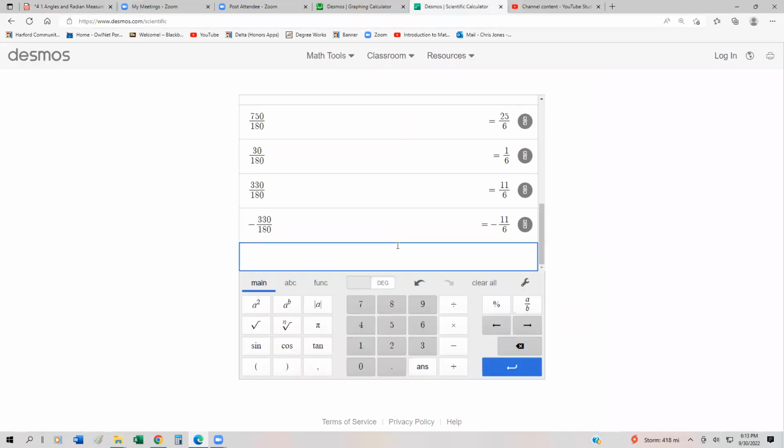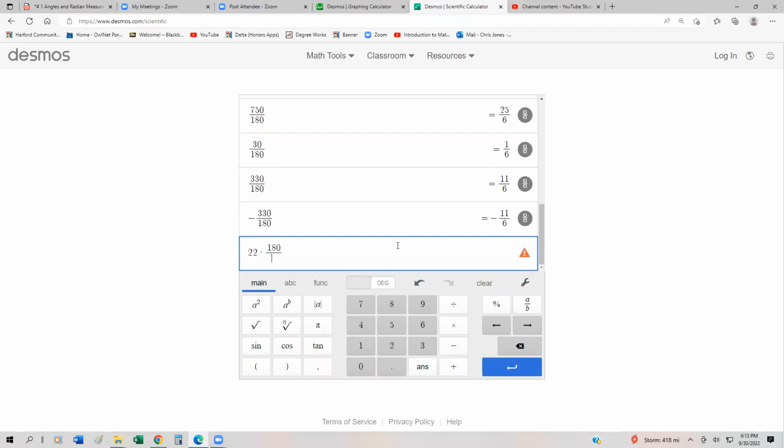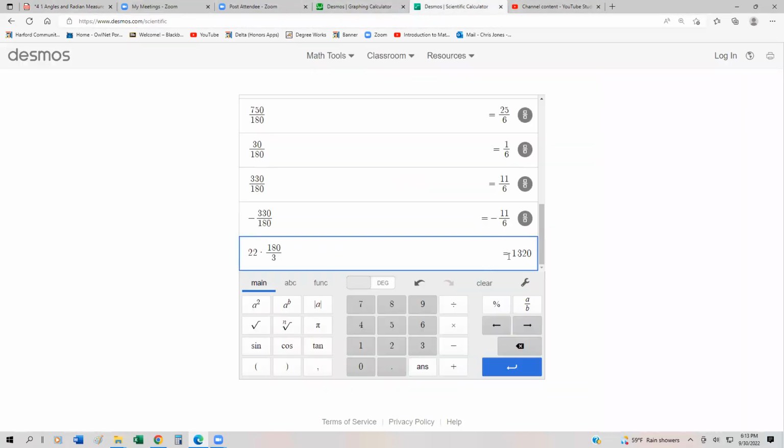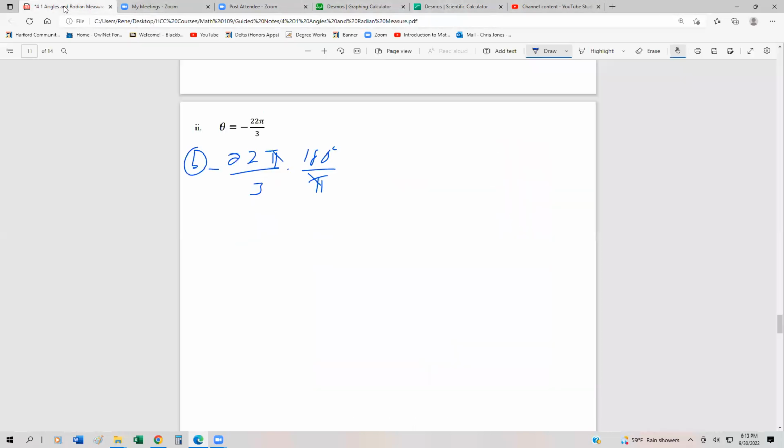All right, and we take 22 times 180, and we divide that by 3, I think it was. Let me go back. So yeah, 22 thirds times 180. All right, and if we do that, that gives us 1320. All right, so this is a pretty small angle. So negative 1320 degrees.